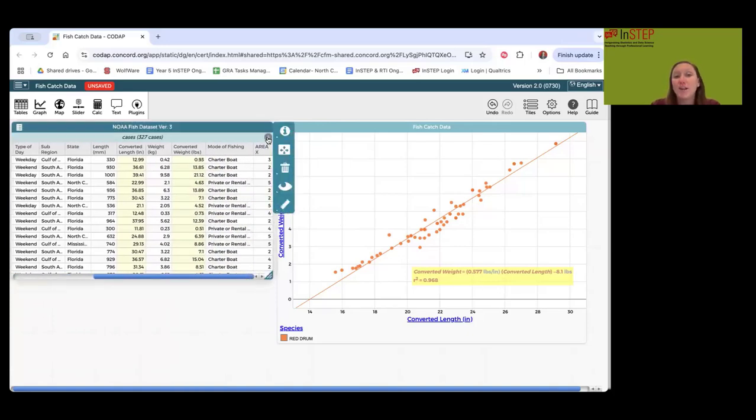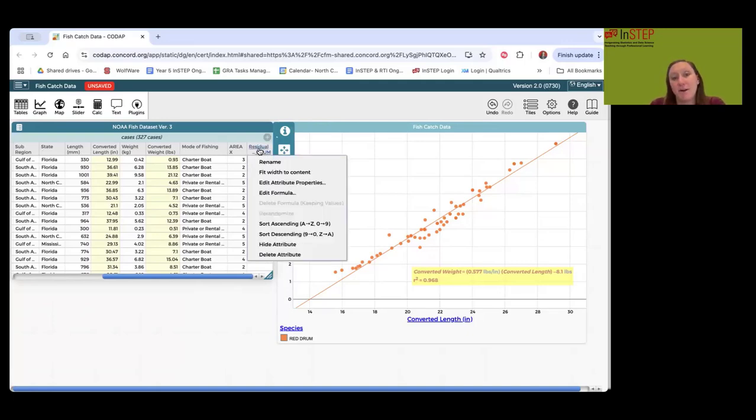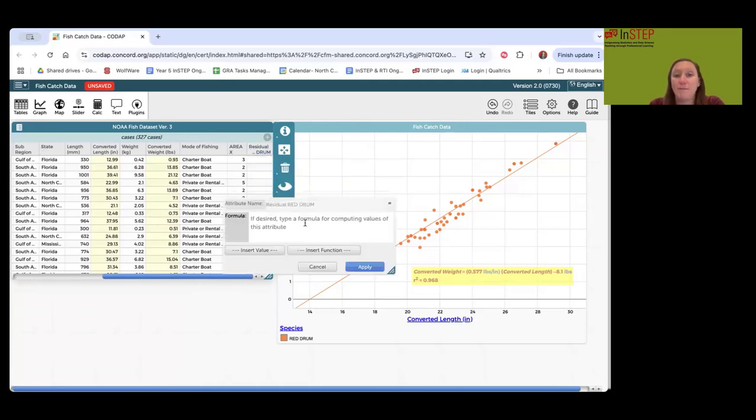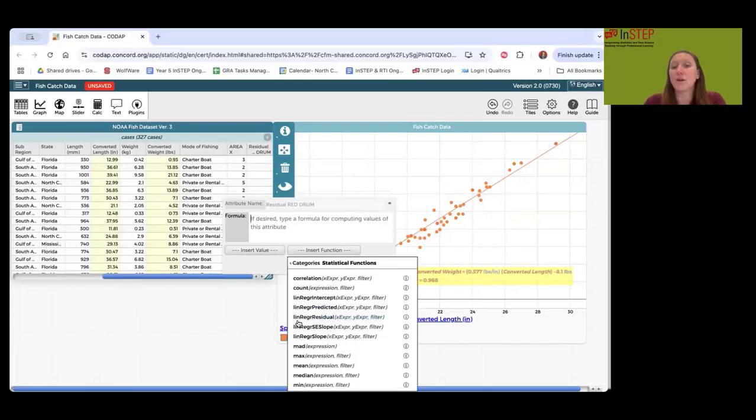So we can come over here to our table and we can add a new variable. And we can call this new variable residual, and I'm going to call it red drum. And I'm going to press return. And then I'm going to click on my variable and go to edit formula. And we're going to insert a formula here. It's a statistical formula. And we're going to go to this one that says linear regression residual. This means that from our linear regression line, we want it to calculate for each observation the residual, or that distance from the observed to the predicted weight.